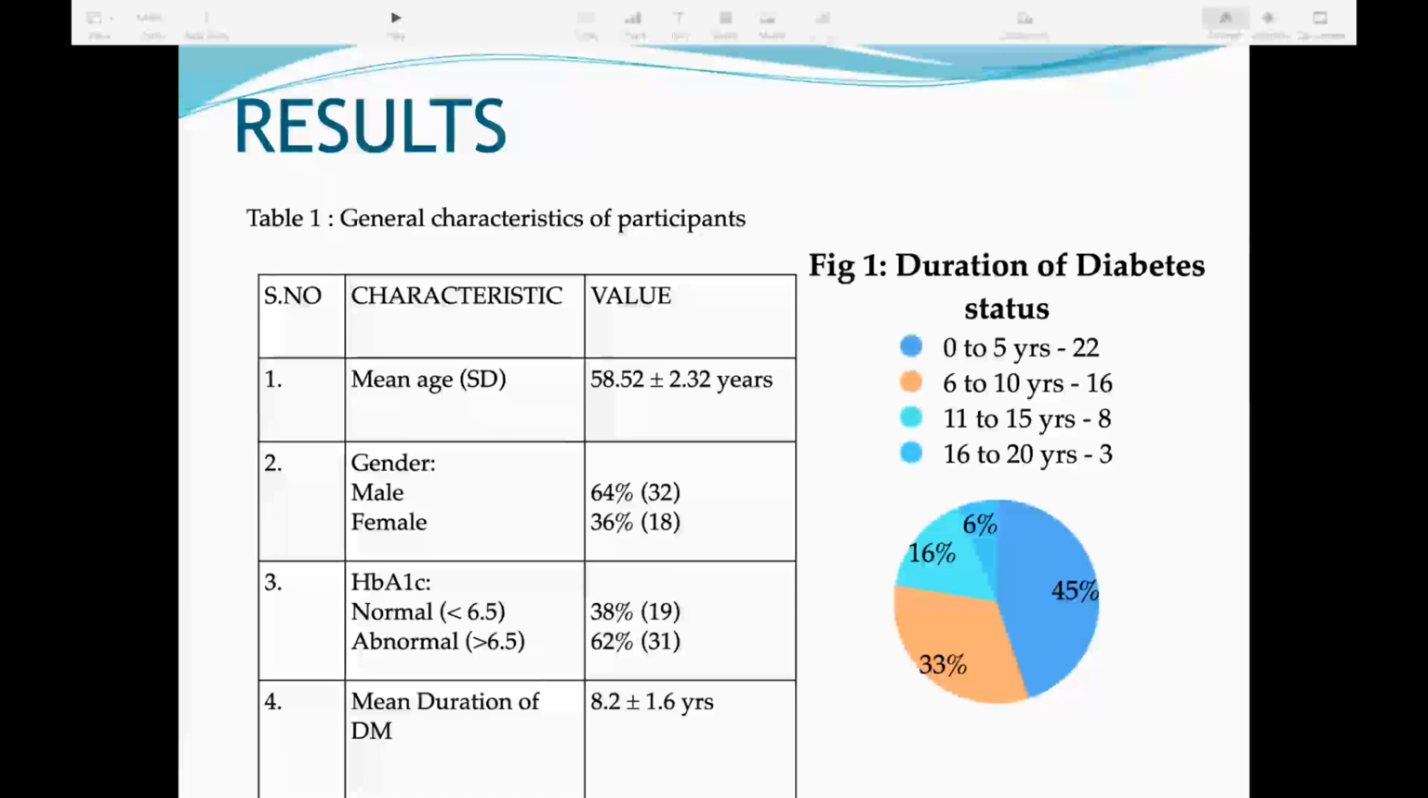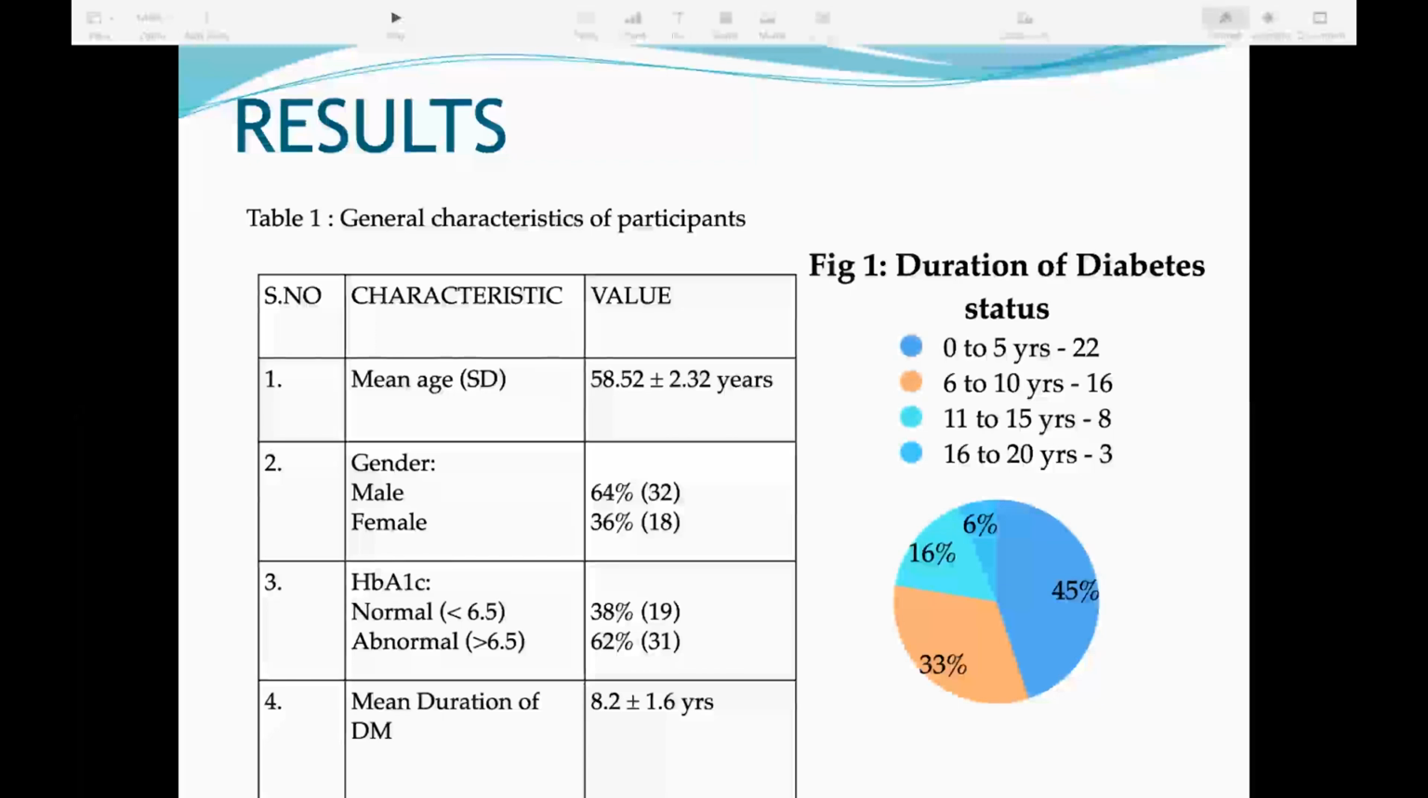Results. Table 1, general characteristics of participants. The mean age seen in this study was 58.52 plus minus 2.3 years. Gender: 64% were male, that is 32 patients, and 36% were female, that is 18 patients. HbA1c level: normal, less than 6.5, was seen in 38%, that is 19 patients, and abnormal, which is more than 6.5, seen in 62%, that is 31 patients. Mean duration of diabetes mellitus was 8.2 plus minus 1.6 years.